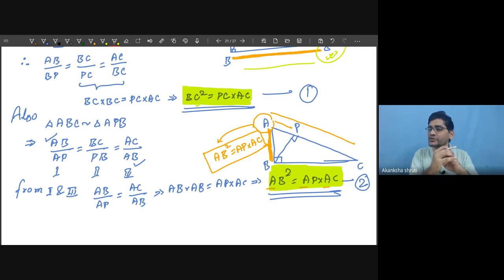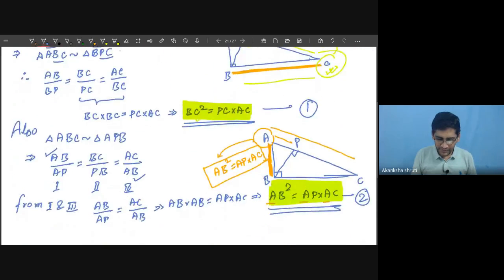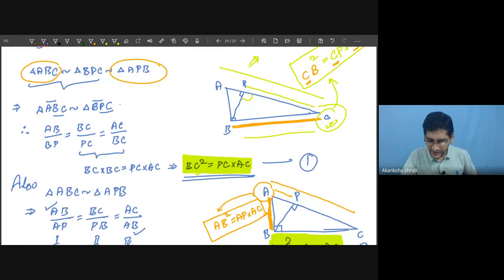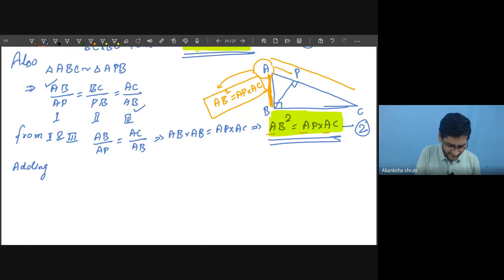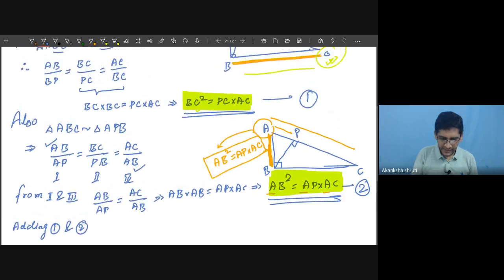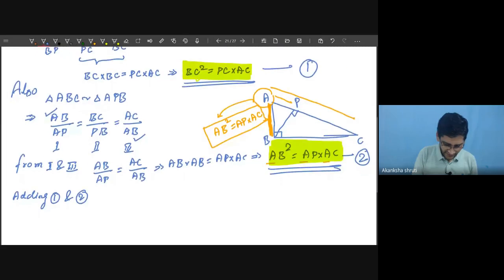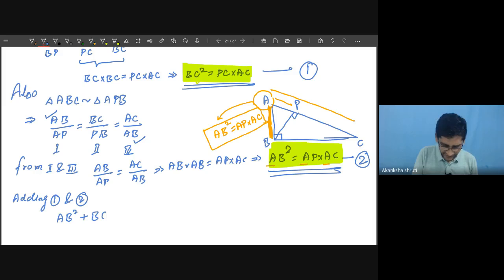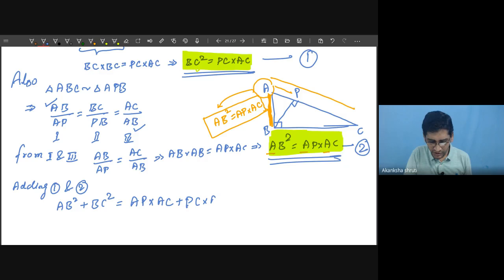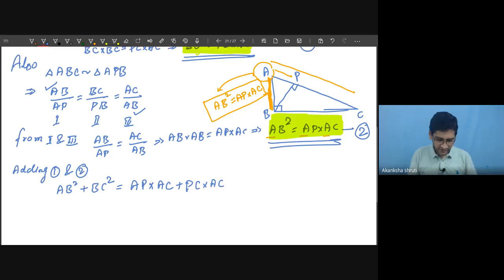Now we are going to add 1 and 2. What will we get? Can anyone tell me? It's very interesting and very easy. Here we have observed in this triangle, from the first BC square we have calculated, and from the second AB square we have calculated. So write, adding 1 and 2, what can we say? AB square, let me write the AB square first, plus BC square on the left-hand side. On the right-hand side we also need to put it. So for AB square we have AP into AC. For BC square we have PC into AC. Is it okay? I hope so.